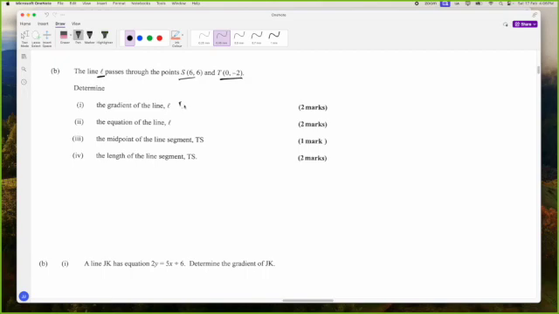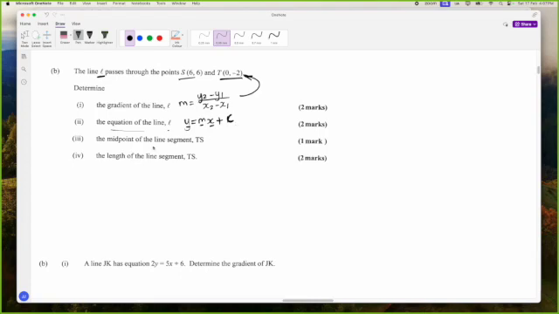I know m is equal to y2 minus y1 over x2 minus x1, and I have 2 points, so I could find the gradient. Then for the equation of the line, once I have the gradient m, I could use any one of these points to get an x and a y value, and I'll be able to find what c is.